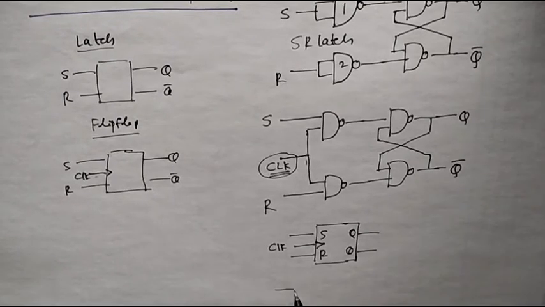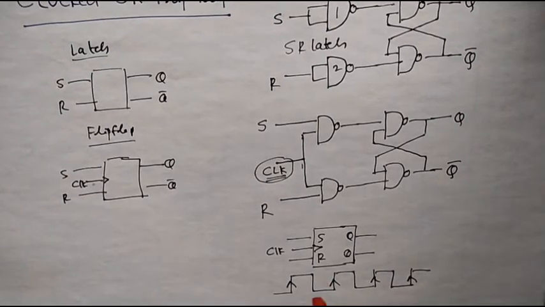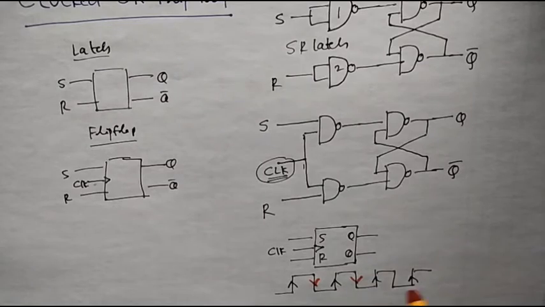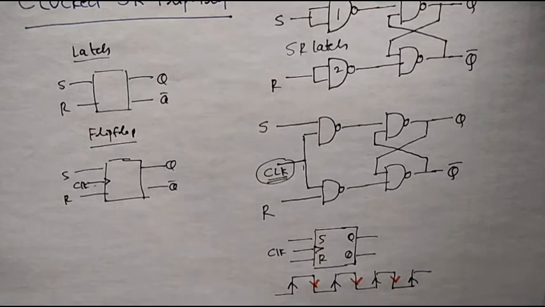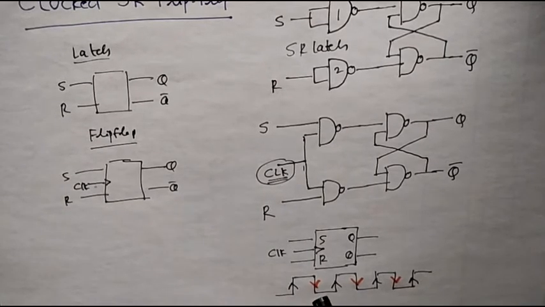Let us draw the clock signal. So this clock has two edges. This is called positive edges of the clock or rising edges of the clock, whereas these are called falling edges of the clock or negative edges of the clock. If the flip-flop depends on the positive edges of the clock, we can call that flip-flop positive edge triggered flip-flop. If it depends on negative edges of the clock, we can call it negative edge triggered flip-flop.